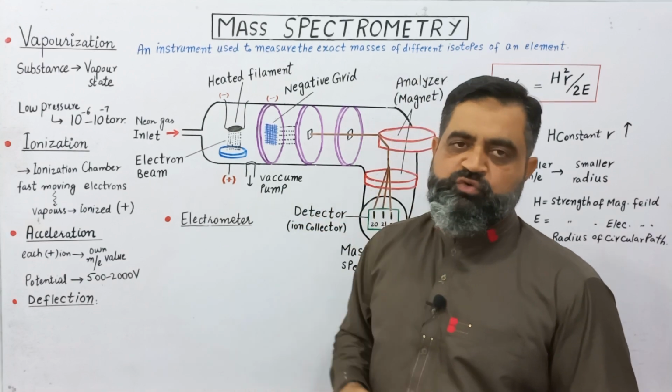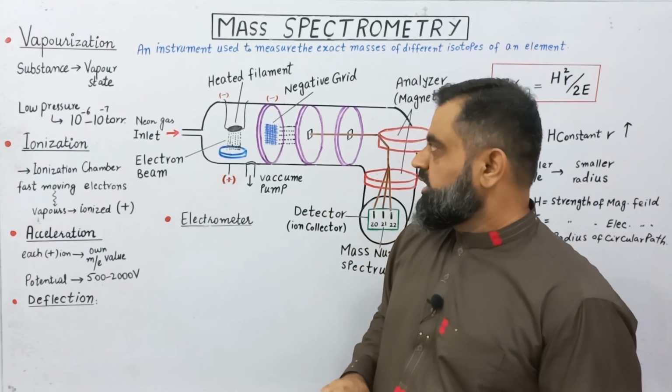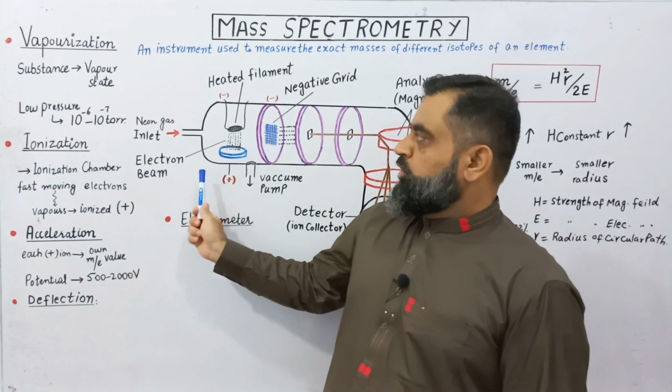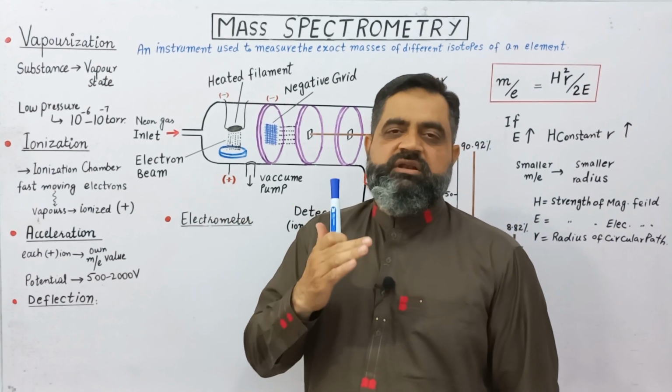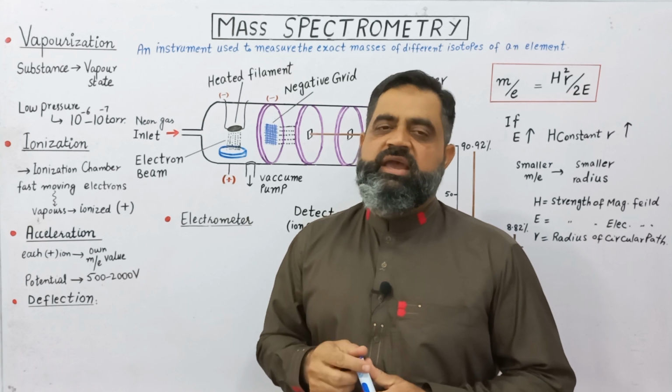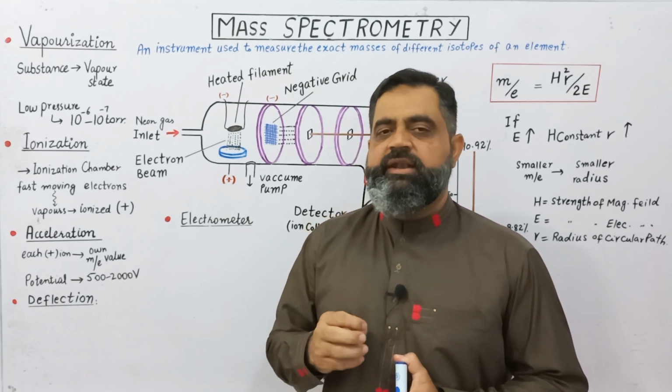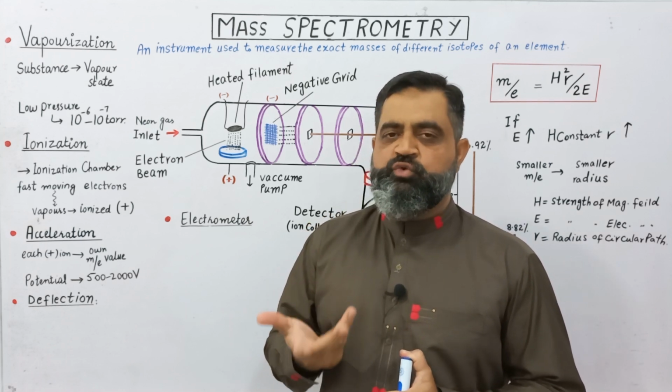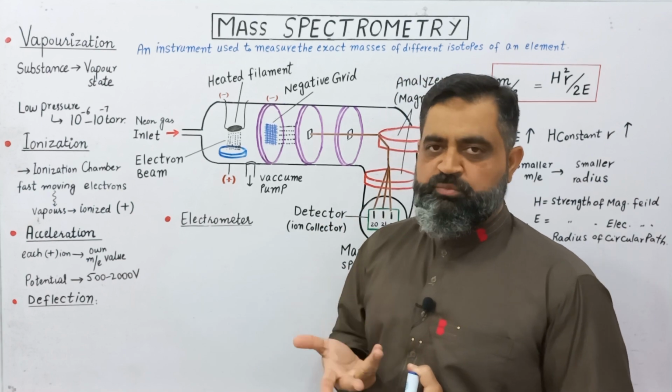Now we are going to move toward the second part. In the second part, we are going to ionize neon gas. As you know, neon gas has atomic number 10 and atomic mass 20. It is a neutral atom. It is also a noble gas.